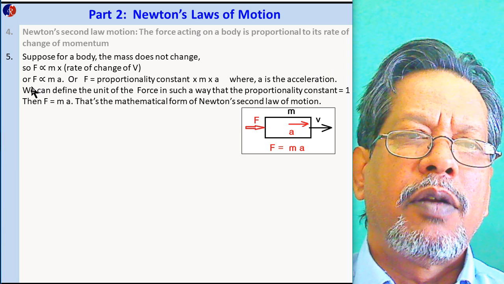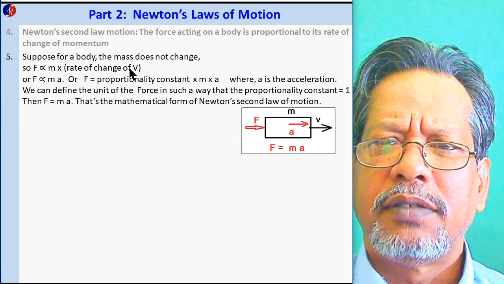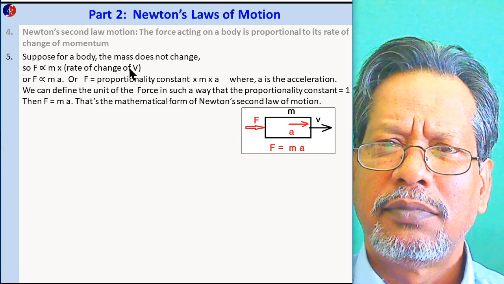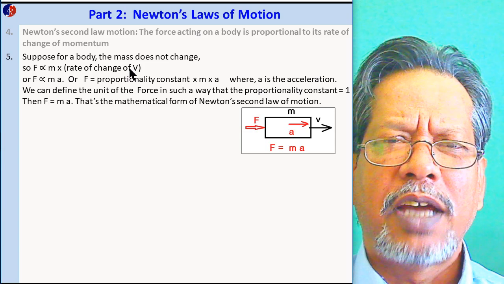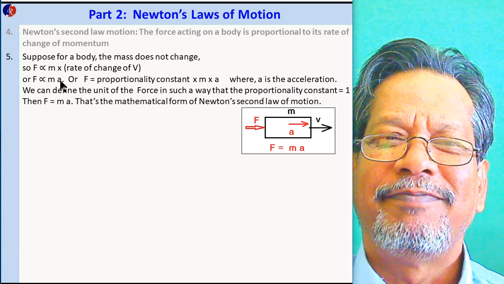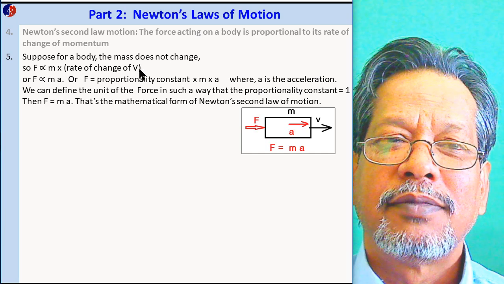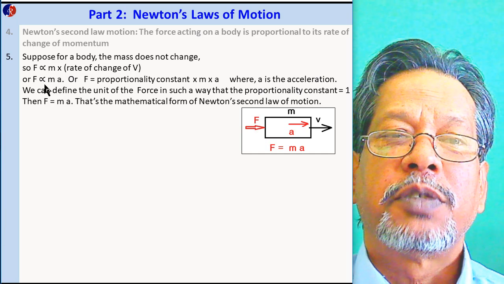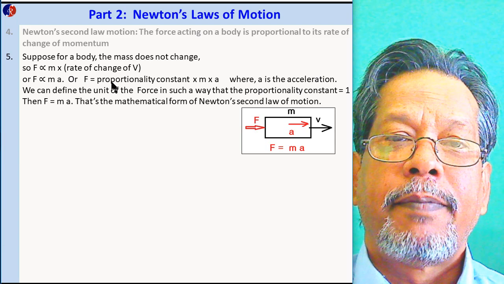We can define, or F equals, what is the rate of change of velocity? You must have learned that in the earlier lessons in physics, in kinematics. The rate of change of velocity is called acceleration. Force becomes proportional to mass times acceleration. Force is proportional to mass times acceleration of a body, okay?